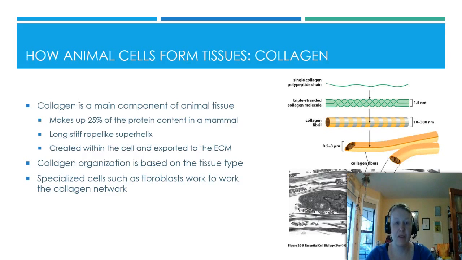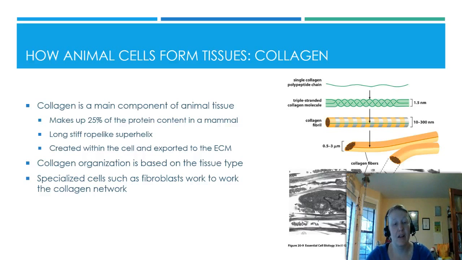Alright, so let's now look at how the animal cells form tissues. In plants we saw they used cellulose. In animal cells, we use collagen, and collagen is a main component of any mammal. About 25% of all the protein in any mammal at any given time is collagen, and it's a stiff rope-like helix that is twisted again to create these collagen fibers that run throughout the connective tissue. And this is created within the cell and exported to the ECM, unlike what we just talked about with the cell wall, where the cell wall is created on the outside of the cell. This is created inside in parts and is exported and then formed together there.